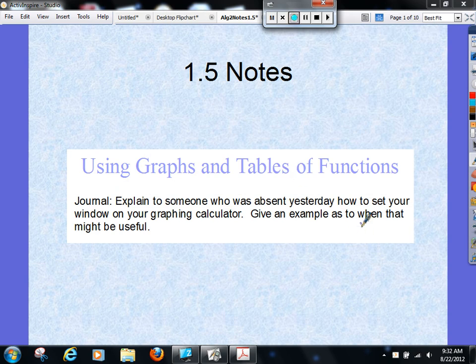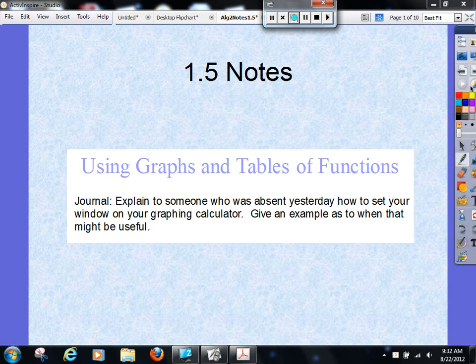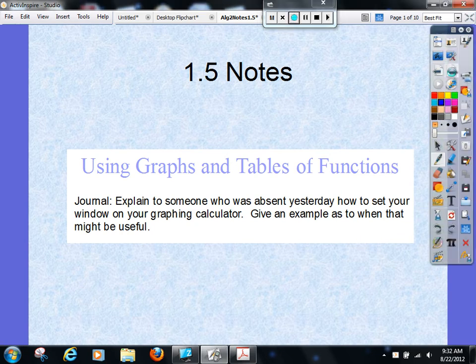Okay, this is section 1.5. This is using graphs and tables of functions. Here is your journal choice. If you want to copy this down, I think it's a pretty easy one, so have fun writing about it.